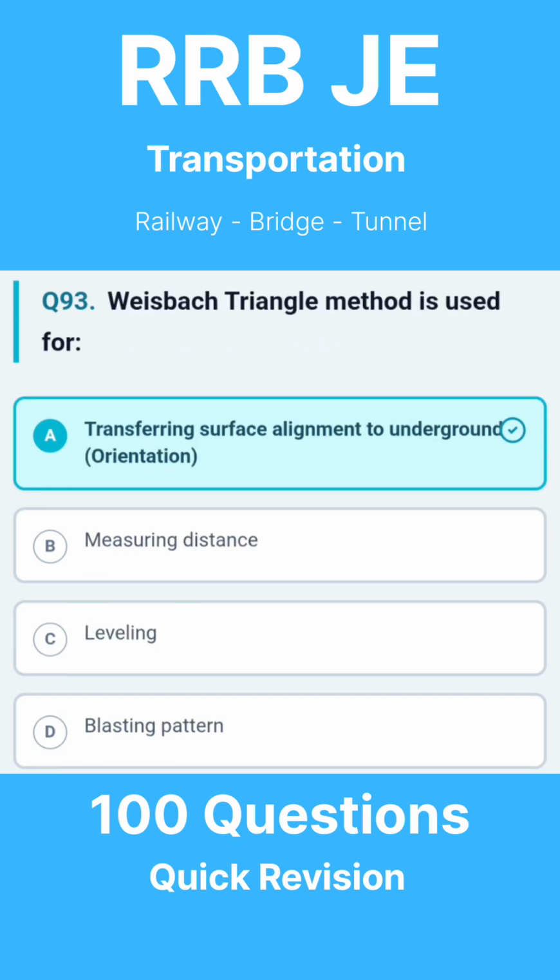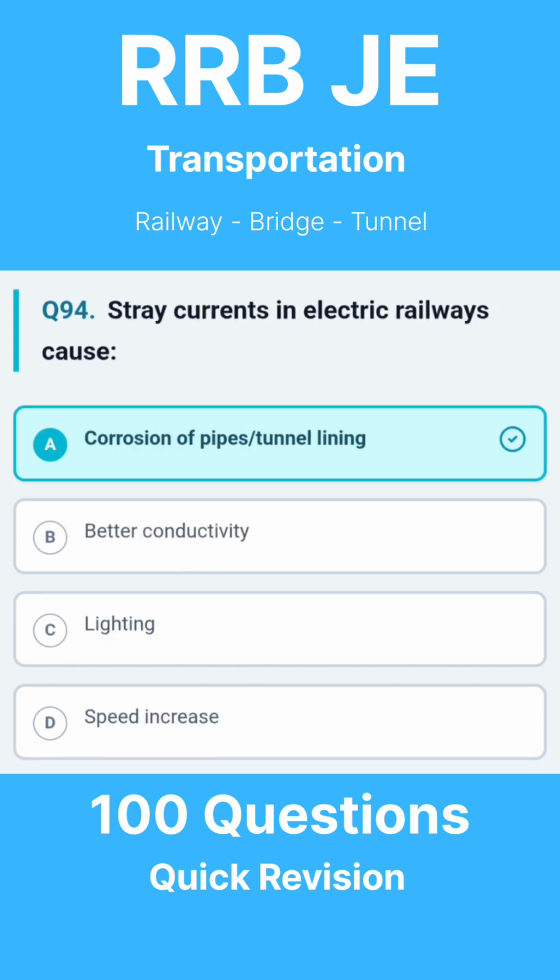Question 93. Weisbach triangle method is used for? The correct answer is transferring surface alignment to underground orientation. Question 94. Stray currents in electric railways cause? The correct answer is corrosion of pipes/tunnel lining.